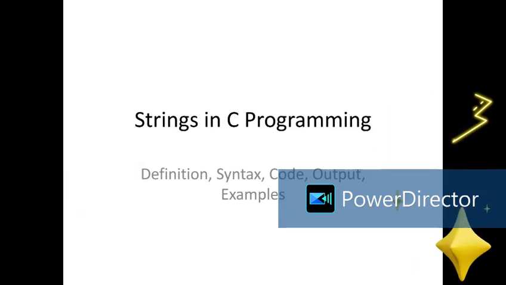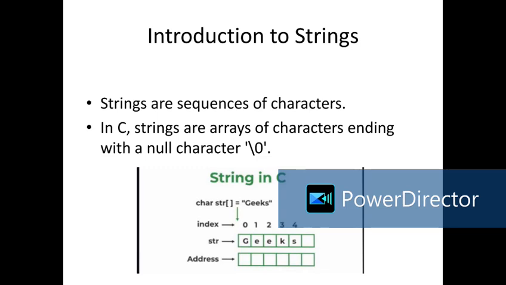Welcome everyone. Today we are diving into a foundational topic in the C programming language: strings. Let's begin by understanding what a string actually is in C. Unlike languages like Python or Java, C does not have a built-in string type. Instead, strings in C are implemented as arrays of characters. That's right, a simple one-dimensional array, but with a twist. Every C string ends with a special character called the null character, written as \0.